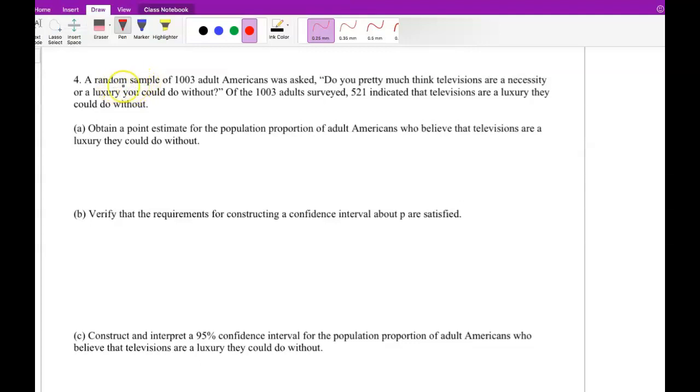Okay, this is where we have a random sample of 1003 Americans who were asked, do you pretty much think televisions are a necessity or luxury you could do without? So of the 1003 adults surveyed, 521 indicated that televisions are a luxury they could do without. So this is our sample, so is n, and here is x.